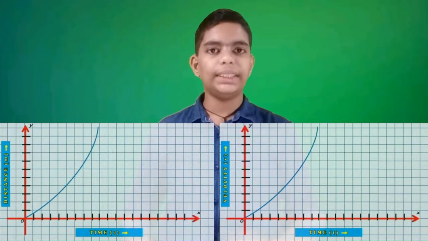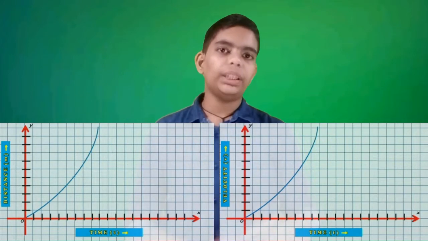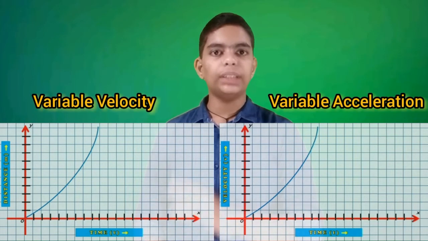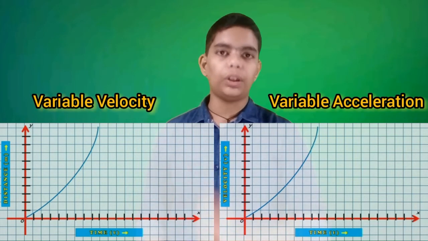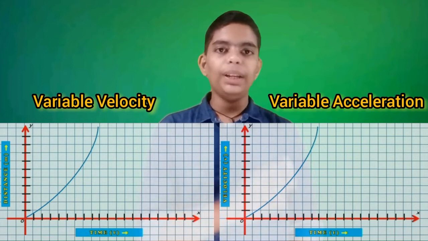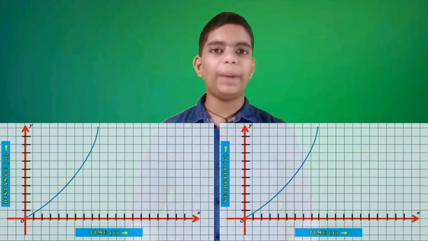Let us say the xt curve is a curved line and the vt curve is also a curved line. This graph indicates that the body is in variable velocity. This graph indicates that the body is in variable acceleration. This is the comparison between these two graphs, friends.